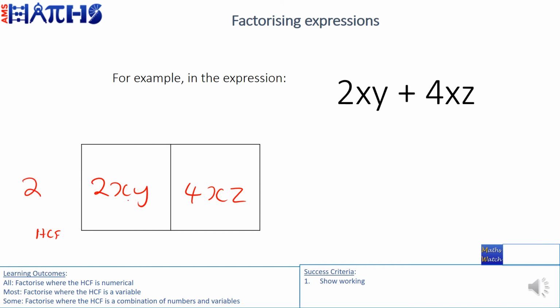We need to find the highest common factor for those two numbers, and that is 2. And then we have x being common to both, where the power in x is 1. So then the highest common factor in x is just x. So our highest common factor overall is 2x. We now need to find what term we will multiply by 2x to give us 2xy and 4xz. 2x times a positive y will give us 2xy, and 2x times 2z is going to give us 4xz. So our answer is going to be 2x open bracket y plus 2z.